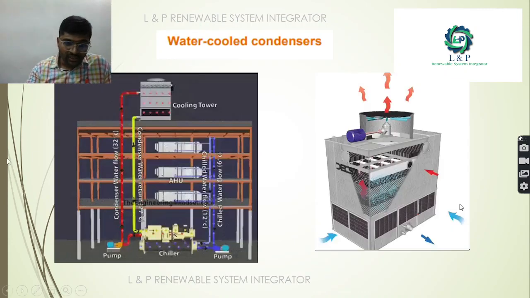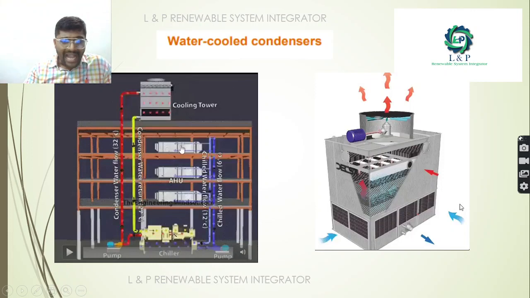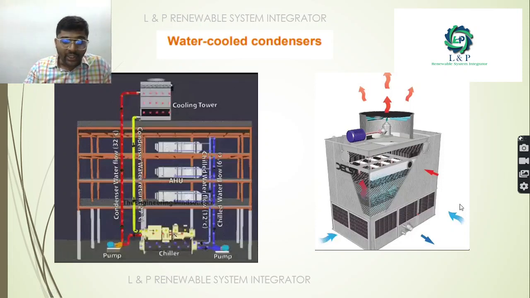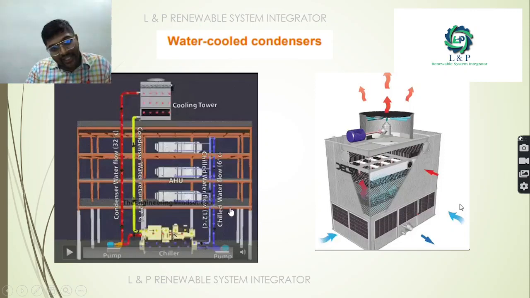As you can see here, we have a pump, a chiller, air handling units, and a cooling tower. Normally, in order to cool down water at a temperature of 32 degrees, we send it to the cooling tower. With the help of the cooling tower, we convert the 32 degree Celsius water to 27 degree Celsius. Then this 27 degree Celsius water is given to the chiller, where it is converted to 12 degrees. If required, we can make it less than that also.